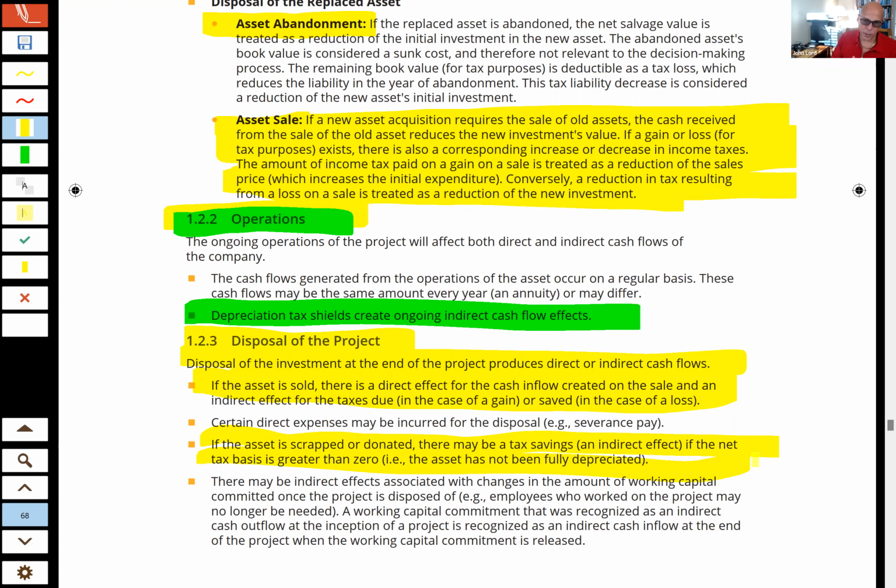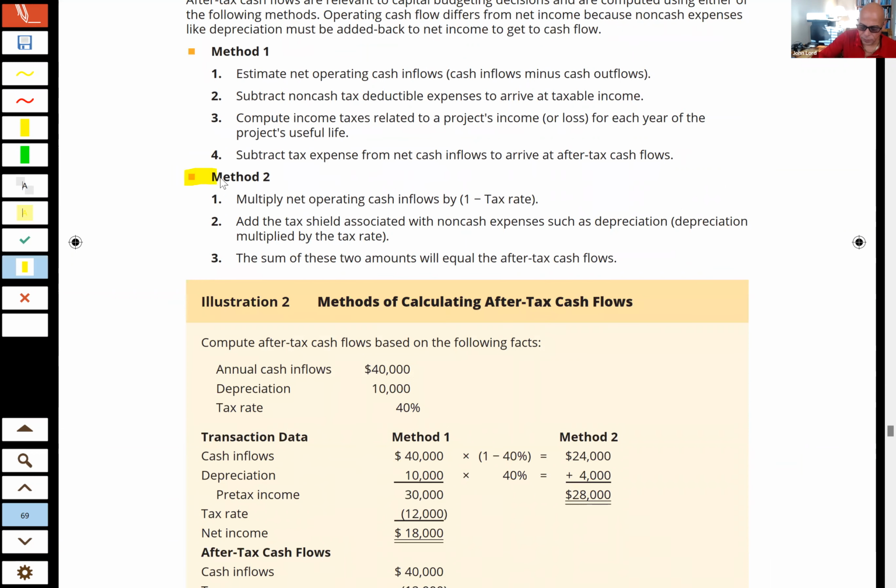Now, we've talked a lot about this tax shield, but let's make sure that we're comfortable with how to calculate the tax shield. And guys, I like method two. I feel like method one is a little long. So we're going to look at the net operating cash inflows of whatever's going on, and then we will add the tax shield associated with non-cash expenses, such as depreciation. It's almost always depreciation. And the sum of these two amounts will be the after-tax cash flow.